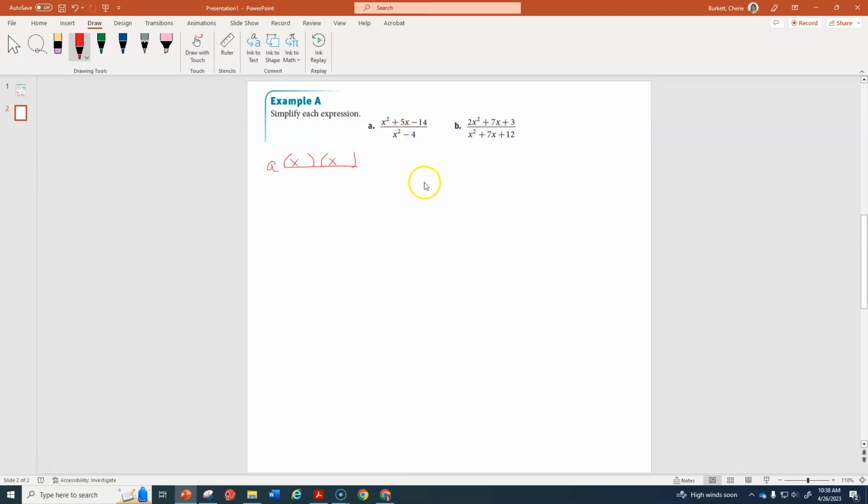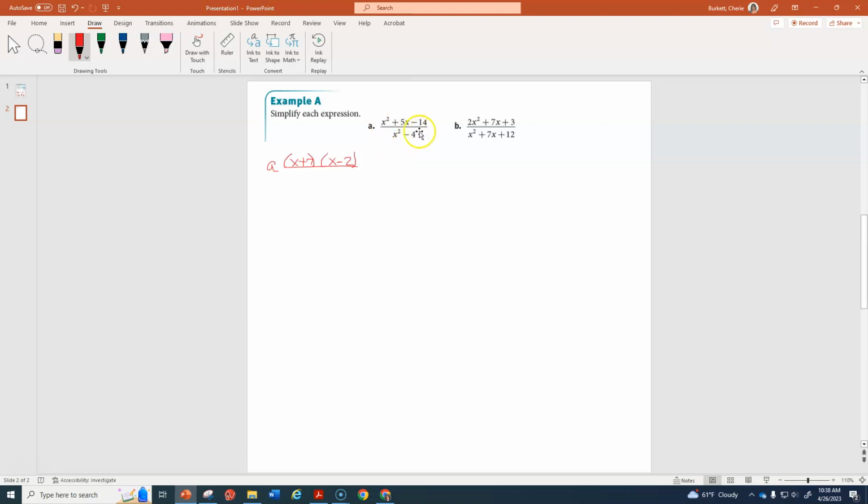So one's a positive, one's a negative. So put a plus, put a minus. And then because this is a plus, I know the bigger number has to be positive because this sign, when you're subtracting, matches the sign of the bigger number. So 7 is the bigger number, 2 is the smaller number.